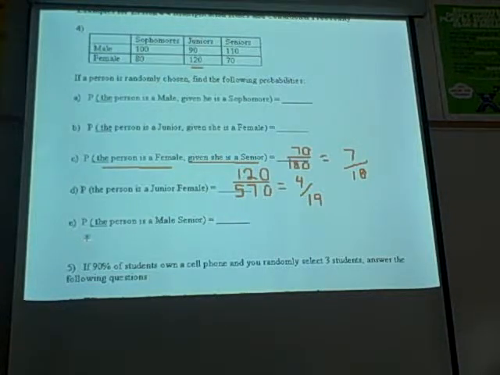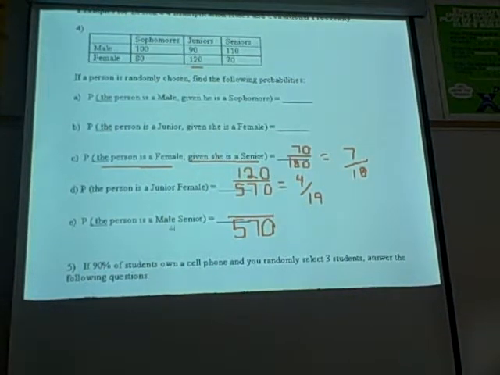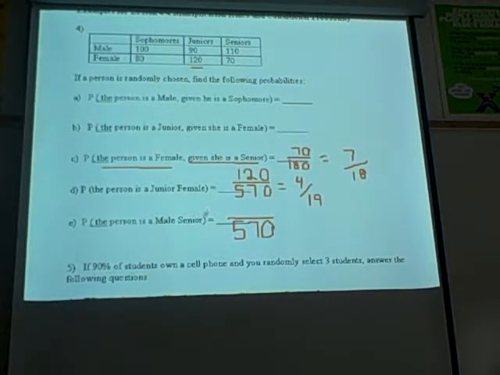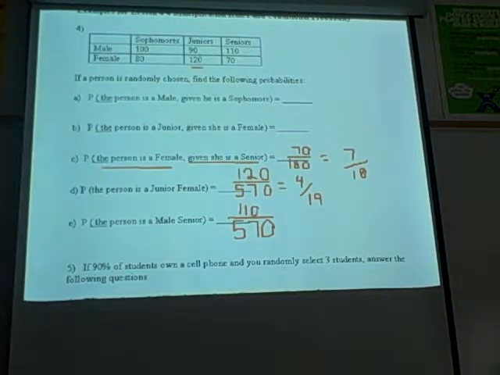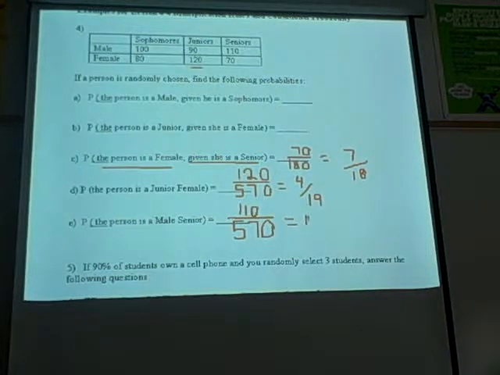E, probability the person is a male senior. Again, it doesn't say given, so we're going to assume that we're using all 570 people here, all 570 students. And that's what you get if you add up all the numbers. How many male seniors are there? 110, yep, so 110 over 570 comes out to 11 over 57 is your answer. Divide both by 10.